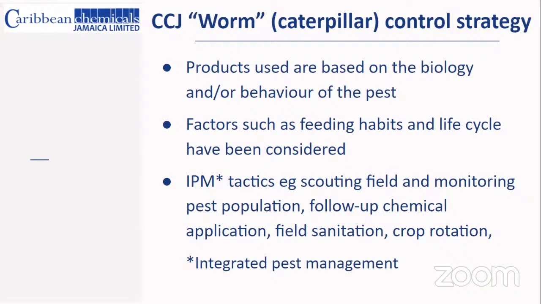And as I also alluded to before, it is important to note that IPM, integrated pest management tactics, should also be included in a successful control strategy. And a chemical approach should actually be the final prong of that control strategy. So we want to practice things like scouting in the field, monitoring the pest population, field sanitation, crop rotation, and then include a chemical application with all of these practices.